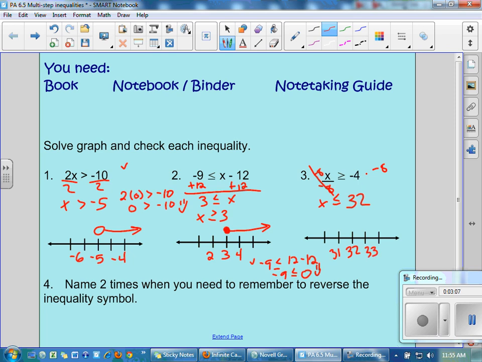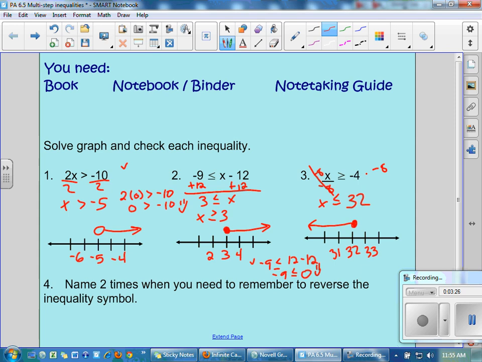31, 33. Open circle or closed circle? Closed. Closed circle, good. Going which way? To the left. Very good.